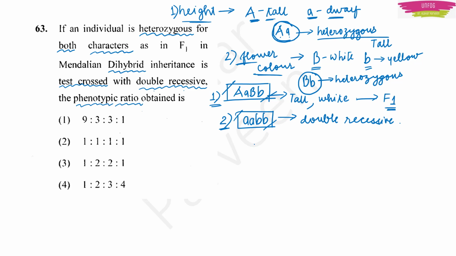Okay, so for that we have to do a dihybrid cross. First we'll have to form the gametes for that. Now for us this capital A, small a, capital B, small b is the first parent, and small a, small a, small b, small b is the second parent.